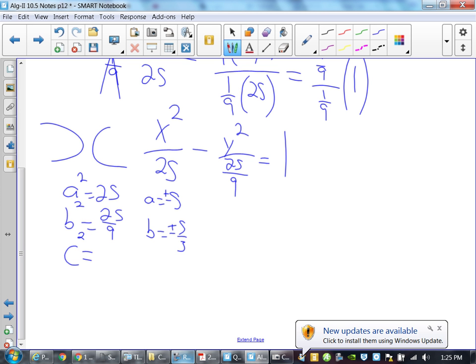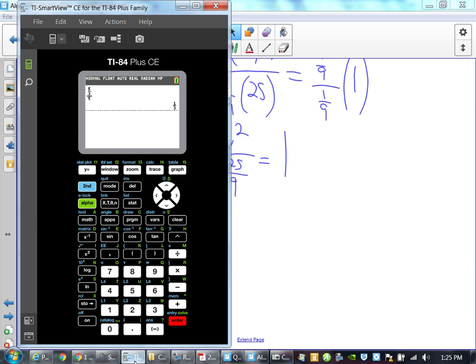C squared. This is where you need to use your calculator. We all know that to get c squared here, we're going to add a squared and b squared, correct? So in your calculator, all you do is type 25 plus 25 over 9. 250 over 9. There's c squared.